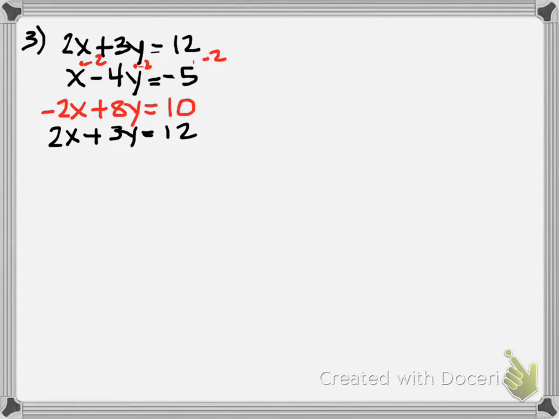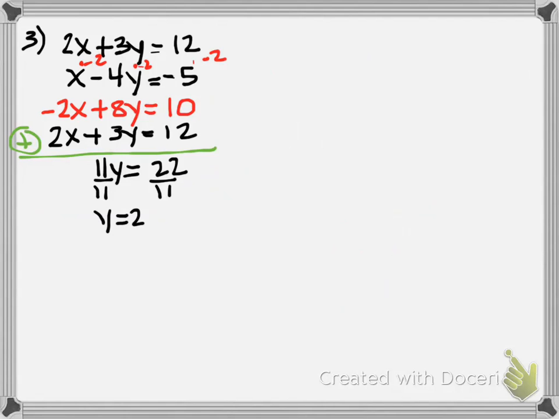So now I'm ready to add and eliminate. So when I add negative 2x and positive 2x, they are opposites and they eliminate. That leaves me with 8y plus 3y, which is 11y, equals 10 plus 12, which is 22. Divide both sides by 11, and I get y equals 2.